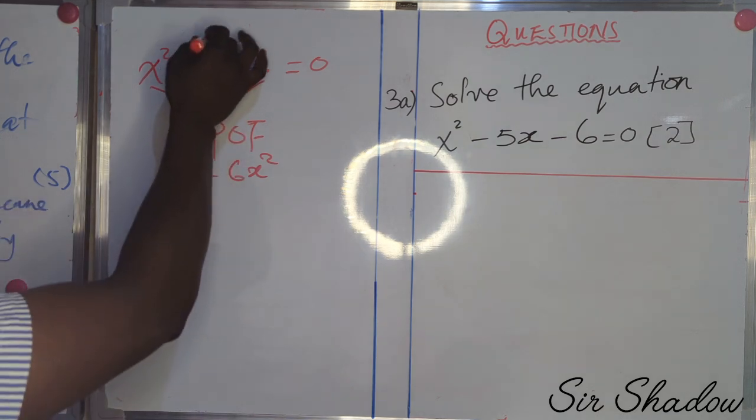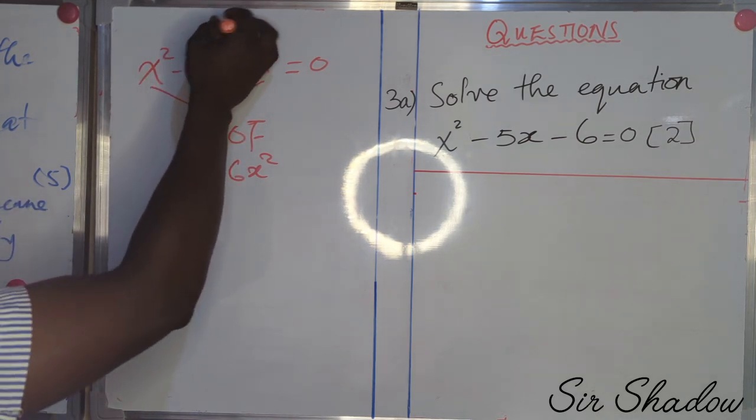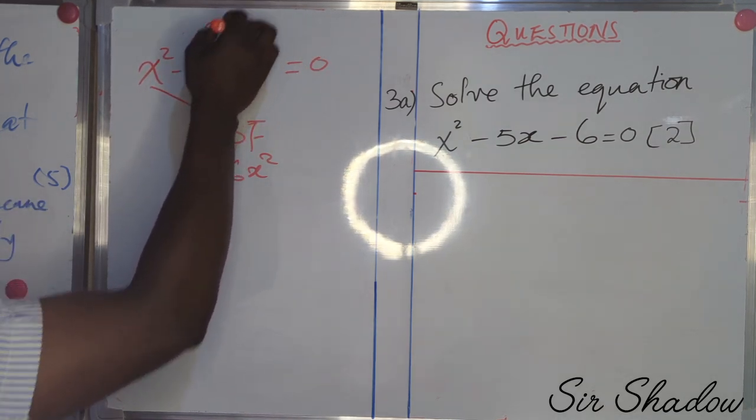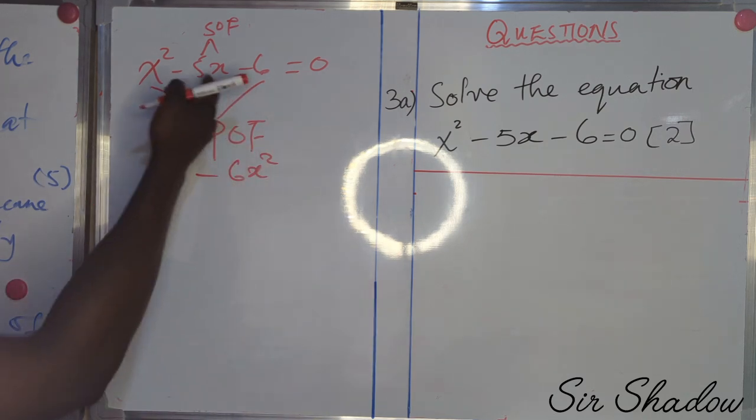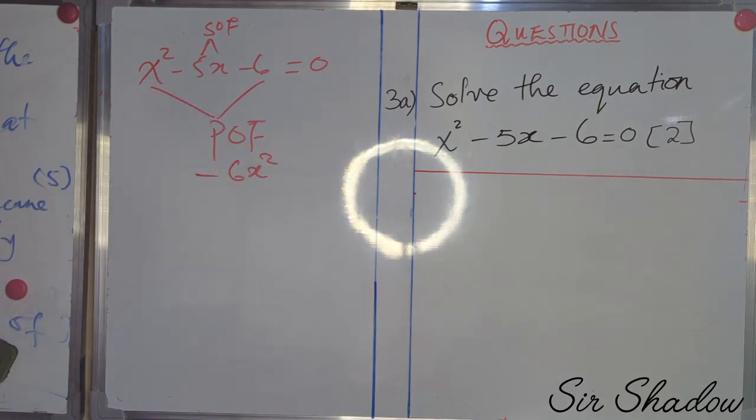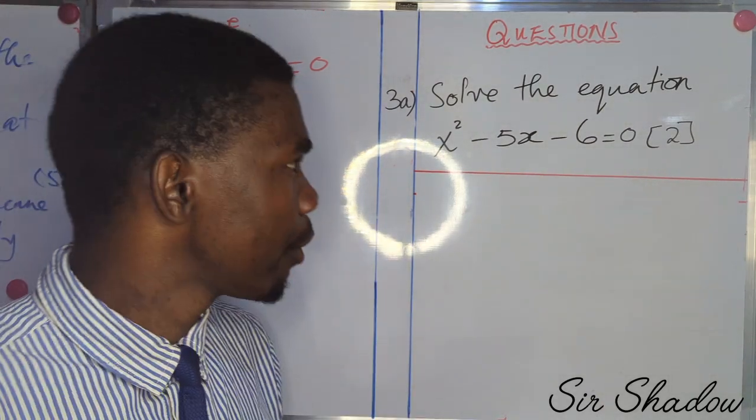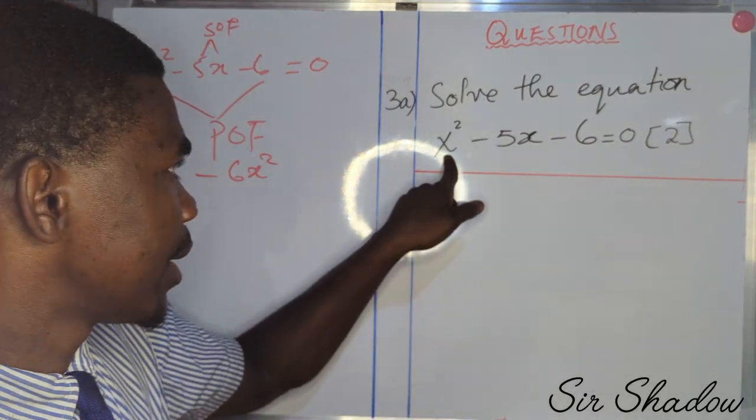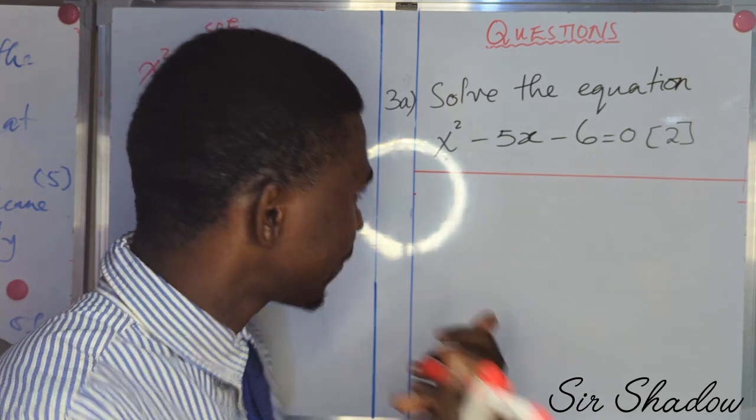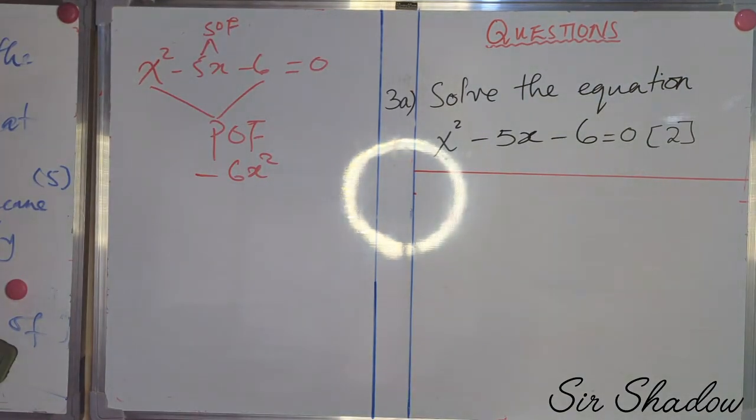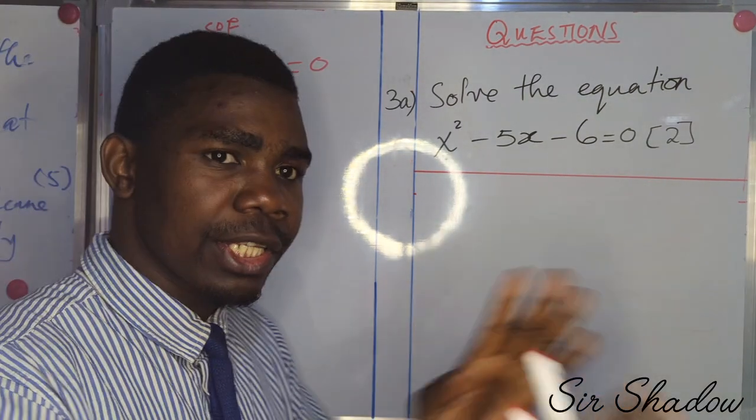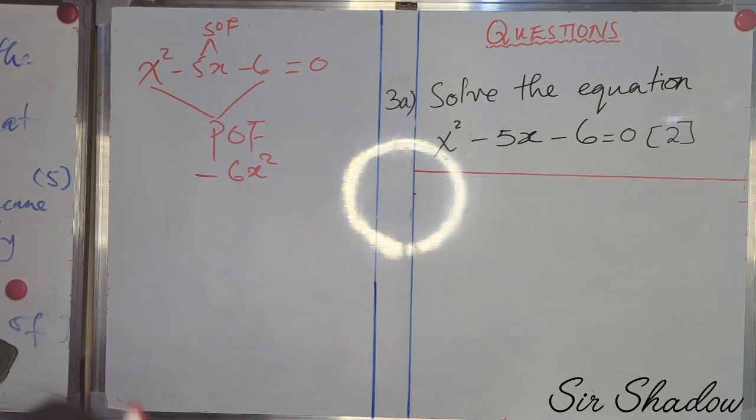So this one is what you call the sum of factors. If you sum up those factors, you get this one. If you multiply them, you get this one. That's the product. So when you are given a question whereby the coefficient of x squared is a positive 1, the factors are your answers. In short, there is no need to substitute.